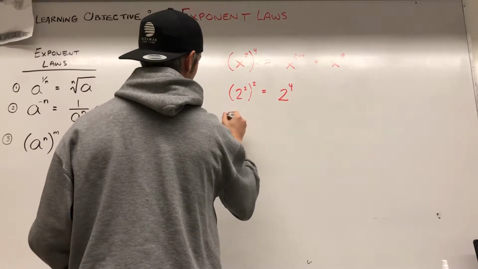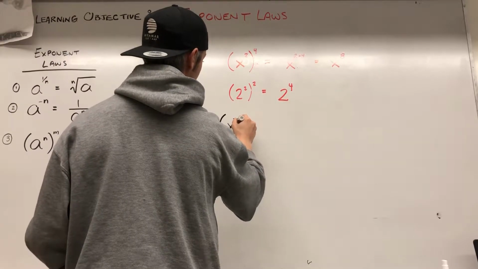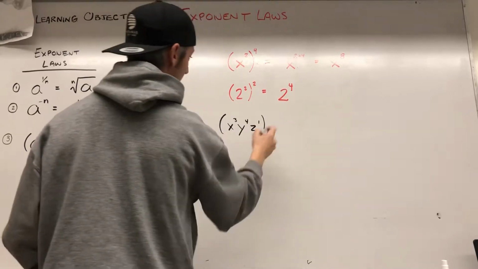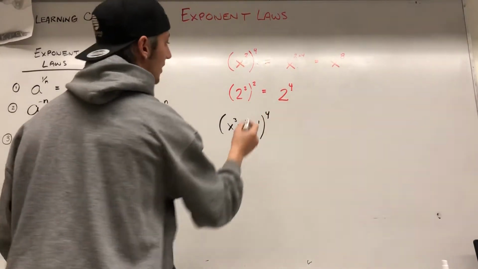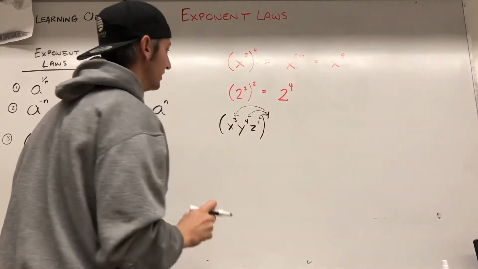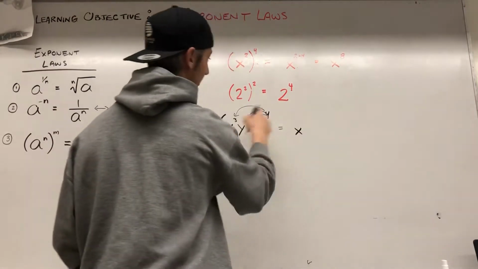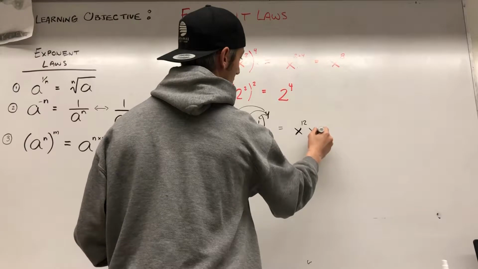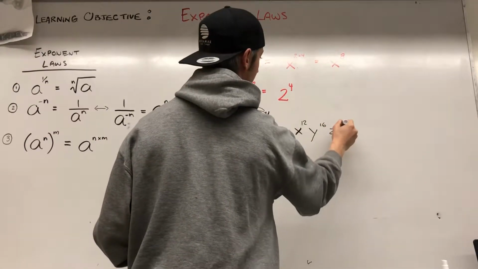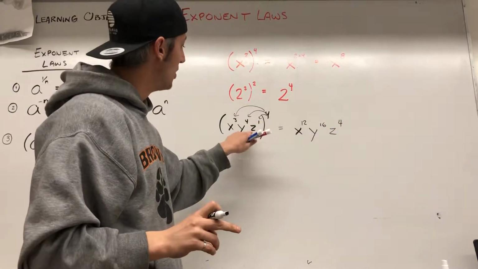So returning to my previous thought, if I have variables multiplying by each other, like this, in a bracket, all to the same power, then this power will distribute and multiply by each individual variable's exponent. So this will be rewritten as x to the 3 times 4 is 12, y to the 4 times 4 is 16, z to the 4. This works, like I said, when these variables are multiplying each other.